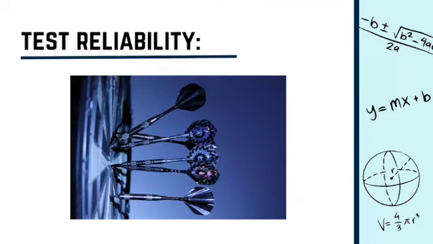Test reliability. Test reliability is like a game where you throw darts at a target. If you throw the darts and they consistently land close together, then I would say your aim is reliable.